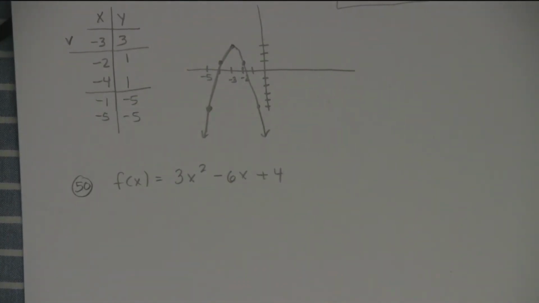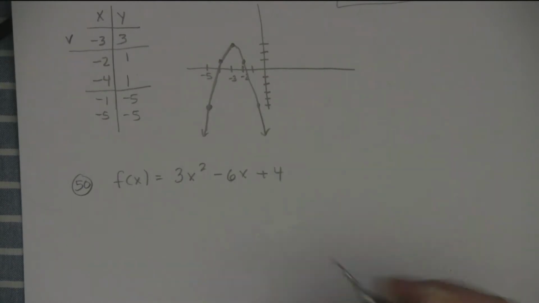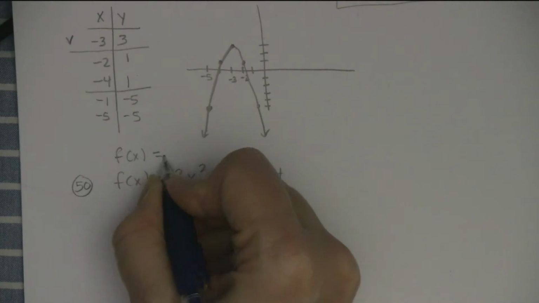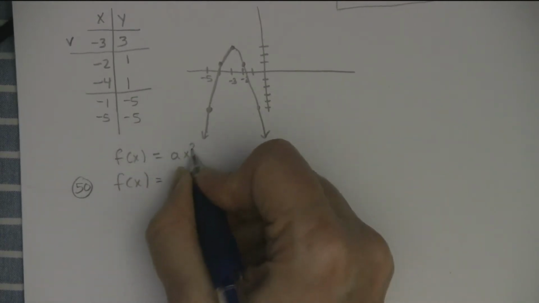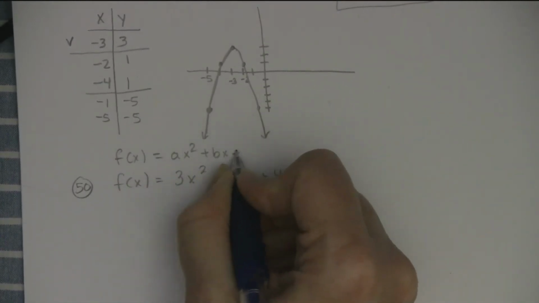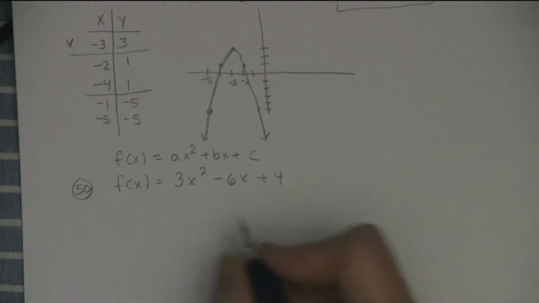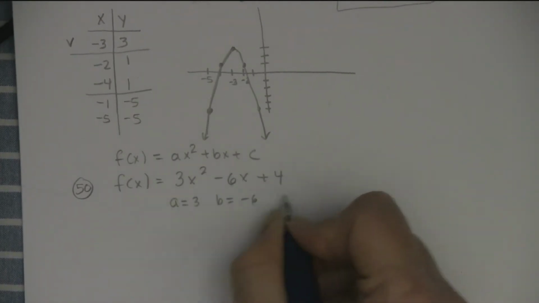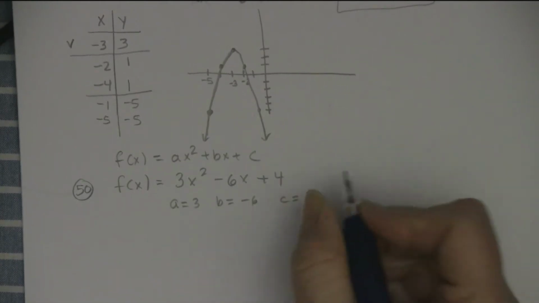Now you have the choice. You can convert it into vertex form if you like, or you can use the shortcut. And I'm going to use the shortcut. So this is what standard form looks like. f of x equals ax squared plus bx plus c. You can see that I have that, so that my a is 3 and my b is -6 and my c is 4.